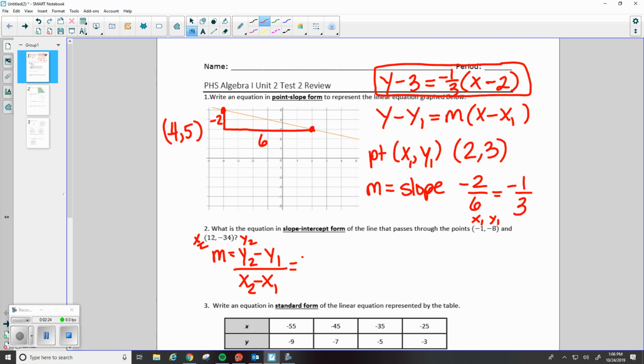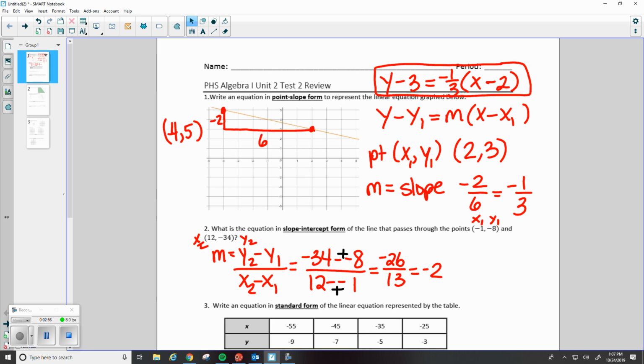So y2 is -34, minus y1 was -8, over x2 was 12, minus the -1. So -34 is going to then be plus 8 and plus 1. So -34 plus 8 is going to be -26, divided by 12 plus 1, which is 13. So the slope here is going to be -2. Then you're going to take that -2 and write this equation in point-slope form.